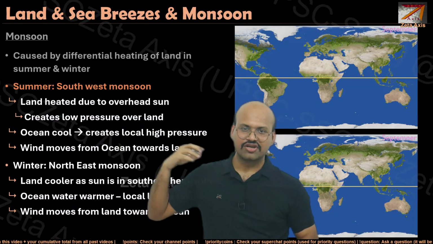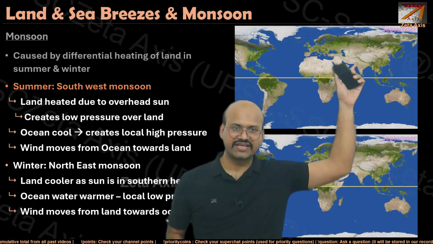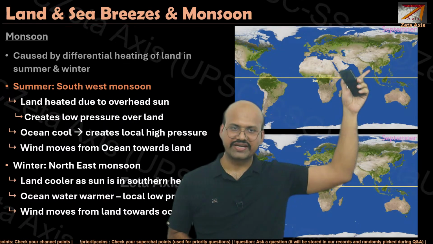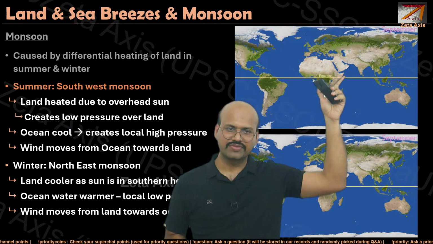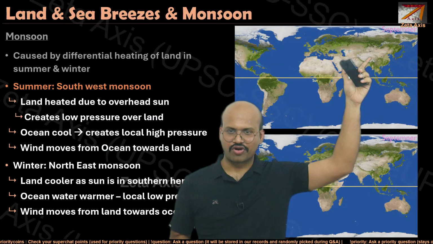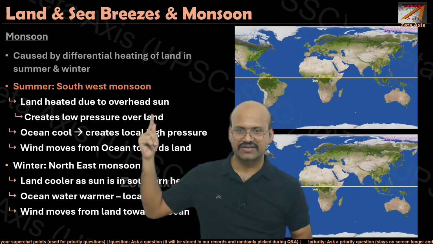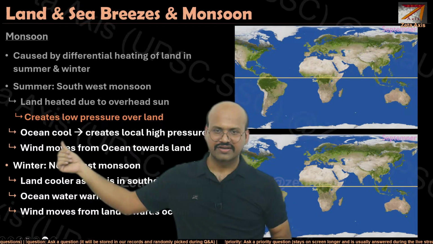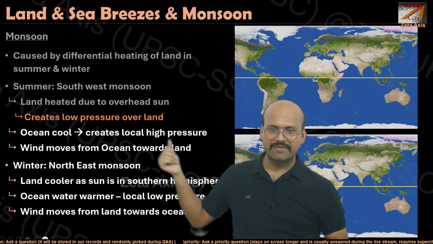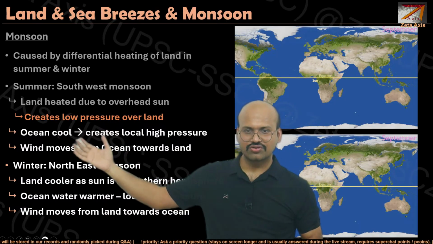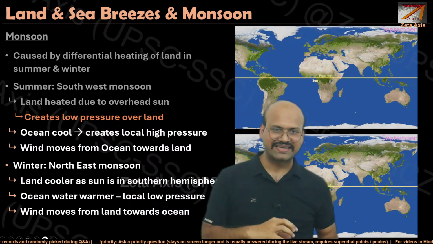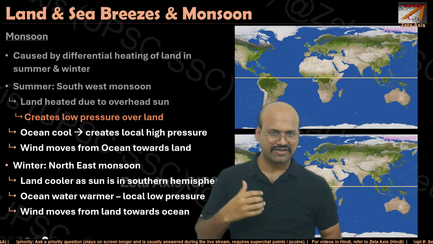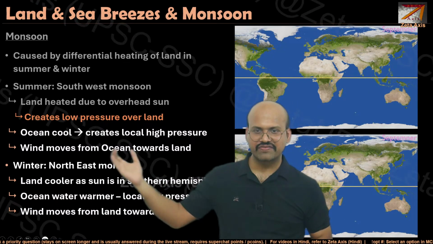We have seen that during the summer the sun is over our Indian subcontinent, it gets heated, therefore low pressure is created over the Indian subcontinent and wind will move from these oceans towards the Indian subcontinent. So land is heated due to overhead sun during the summer season, and it creates low pressure over land. The ocean is cool, so it creates local high pressure. Winds move from ocean towards land. So this is the monsoon, this is the wind pattern in the summer season. That is why we get this rainfall.